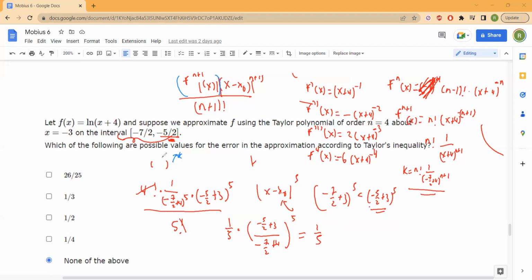Which of the following are the possible values for the error in the approximation according to Taylor's inequality? What we know is that our error is okay as long as it's smaller or equal to 1/5. The biggest error we can have is 1/5 away. The Taylor polynomial would give us something, and the biggest error bound would be within 1/5 of that answer, so our actual function would be 1/5 away from what our Taylor polynomial gave us. Anything equal or smaller than 1/5 is a go. But all of these choices are bigger than 1/5, so none of these are possible values for the error in the approximation according to Taylor's inequality.